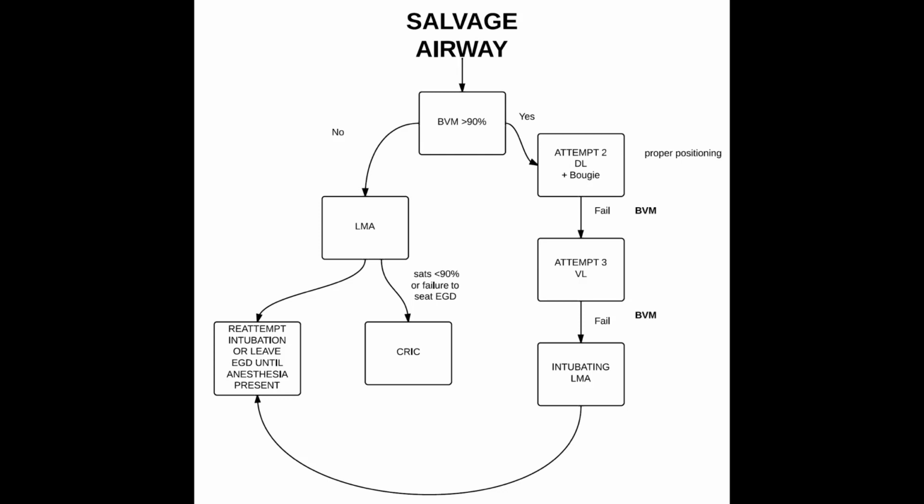More than 4 attempts at an airway is highly unlikely to be successful. So if you're unable to achieve an endotracheal intubation after 3 attempts, our recommendation is to put an LMA in, oxygenate and ventilate the patient well, and get further assistance in managing this airway.